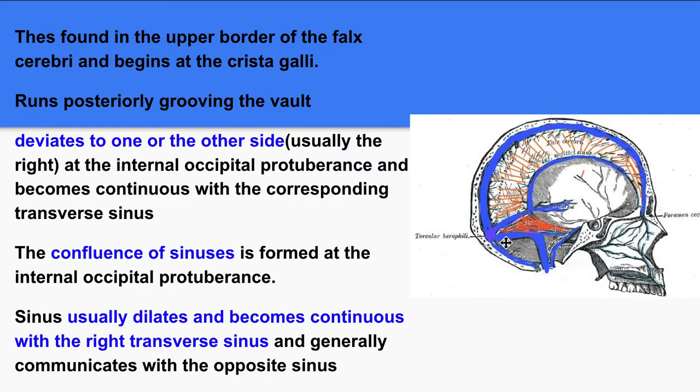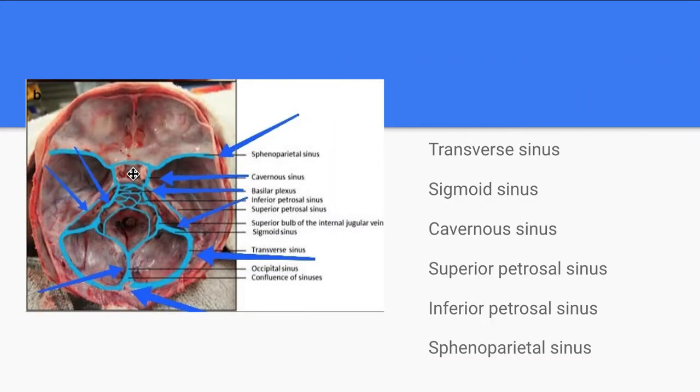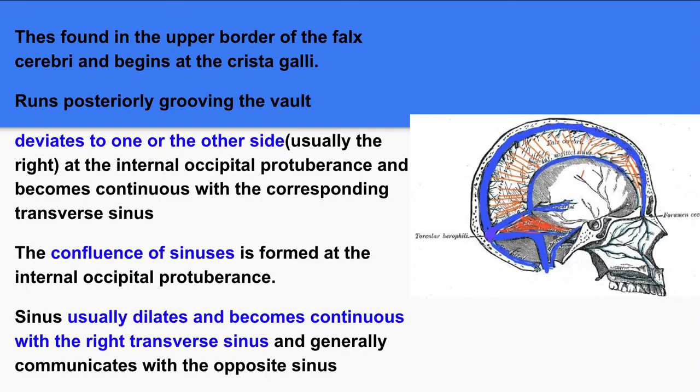Okay, so here as well, this is the transverse sinus, sigmoid sinus. And then you have the cavernous sinus, the superior petrosal sinus, the inferior petrosal sinus, and the spinoparietal sinuses. Okay, so now we have a brief idea about all the sinuses that are present in the brain. Fine. Now let's start talking about the superior sagittal sinus.